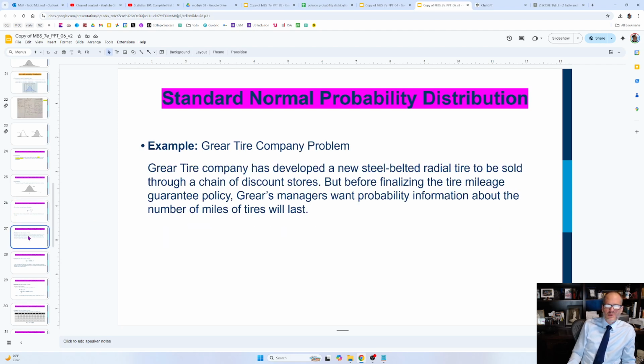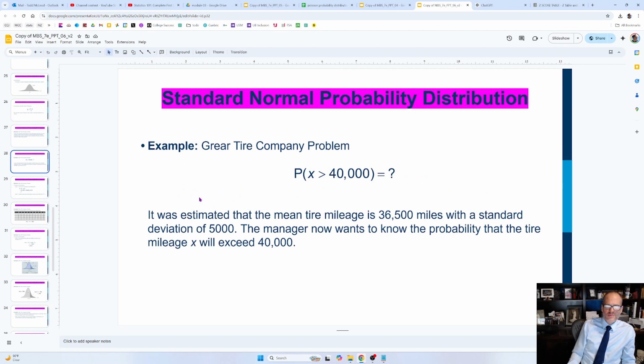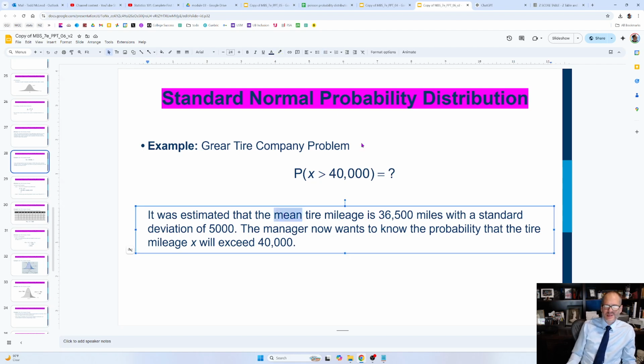And here's an example. This is what we did in the previous one. A tire company has developed a new steel belted radial to be sold through a chain of discount stores. But before finalizing the tire mileage guarantee policy, Gear's managers want probability information about the number of miles a tire will last. It was estimated that the mean tire mileage is 36,500 miles with a standard deviation of 5,000. The manager now wants to know the probability that the tire mileage X will exceed 40,000.